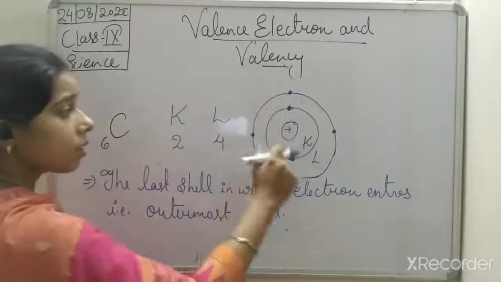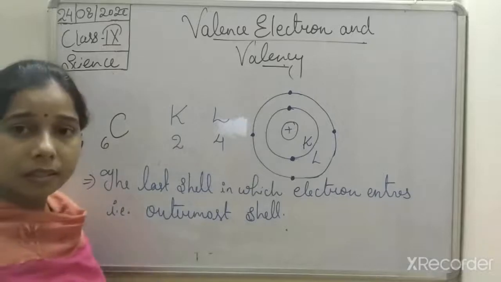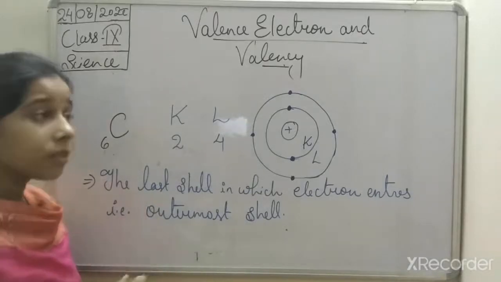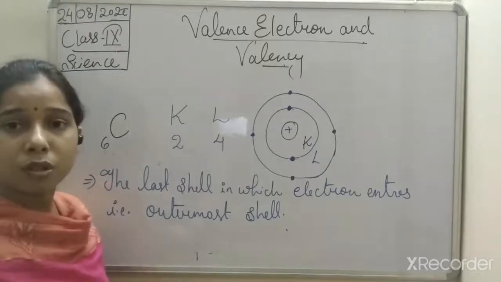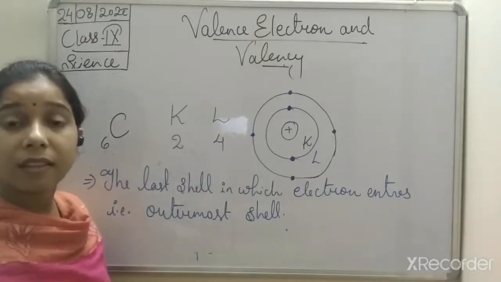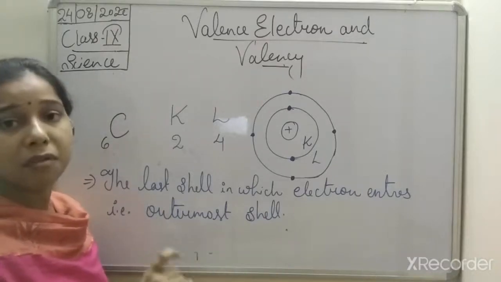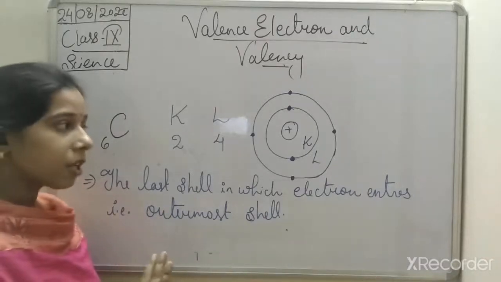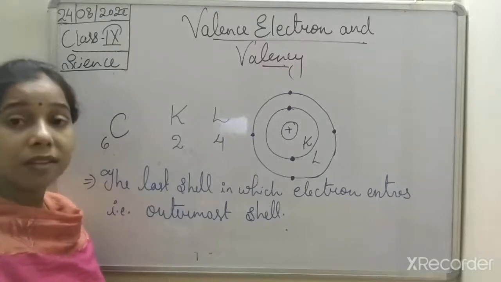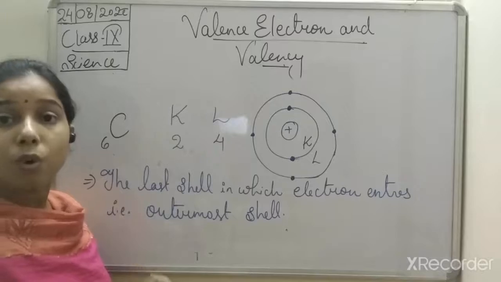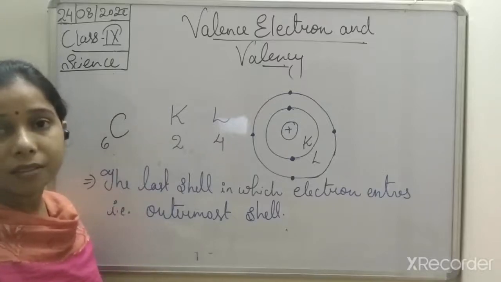Okay, so the last shell in which the electron enters, that is known as the outermost shell. Okay students, the electrons which are present in the outermost shell are known as the valence electrons. Let me tell you before that, students, what is the valence shell? The outermost shell is also known as the valence shell.